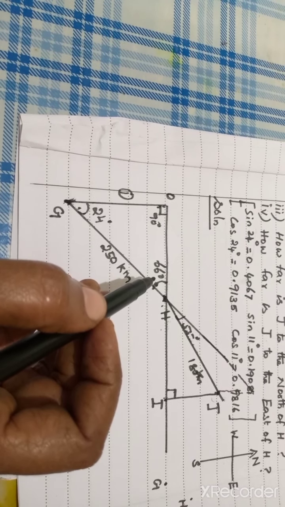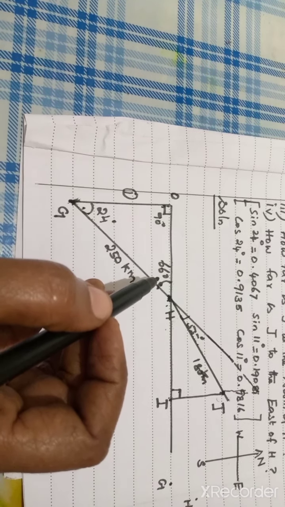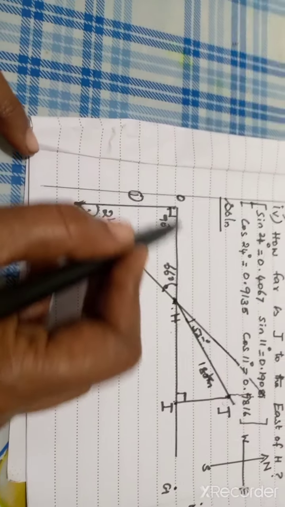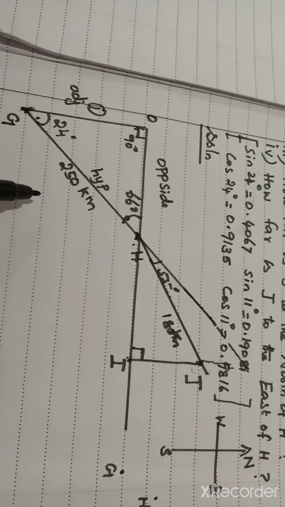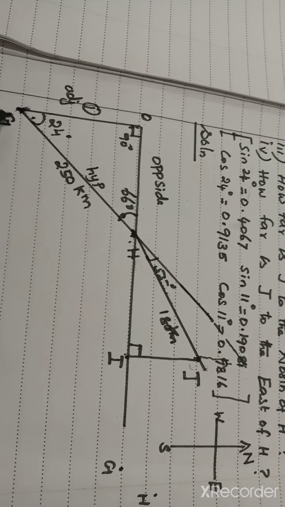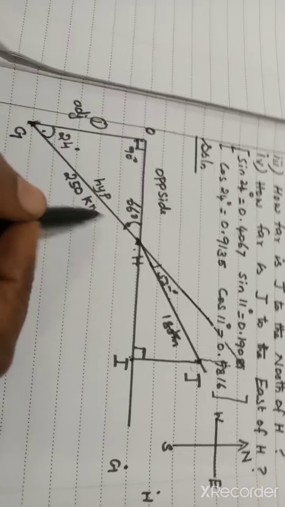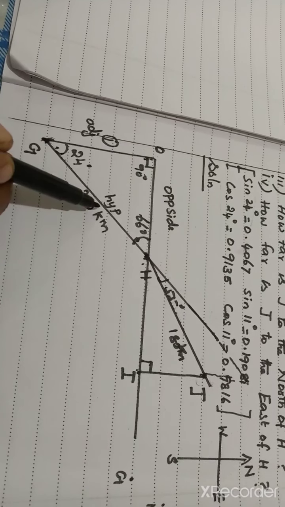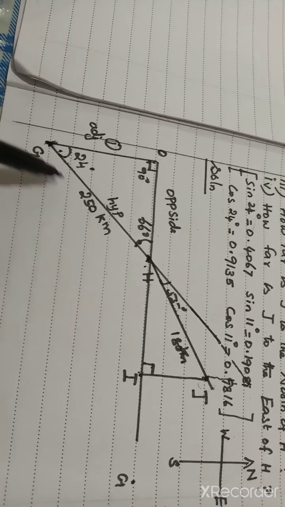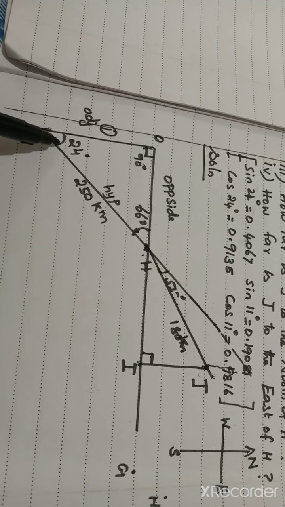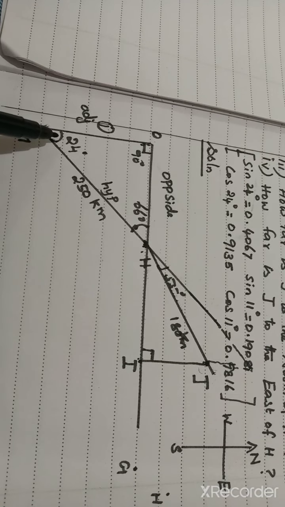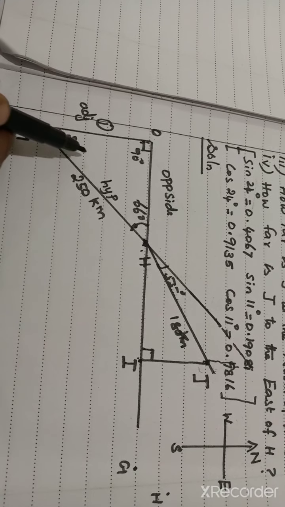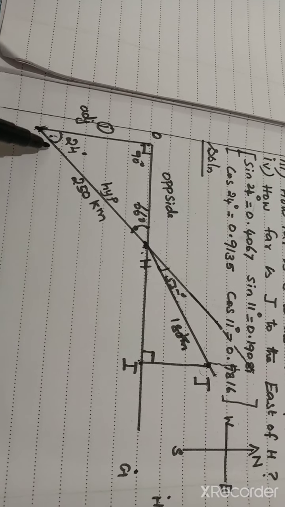Let's do the first subdivision. For that we are using the right triangle GOH. In this right triangle GOH, let us identify the sides first of all. Opposite the 90 degree angle, we know, is the hypotenuse side. And opposite the angle theta is the opposite side. Here theta is 24 degrees, this one only, the given angle.